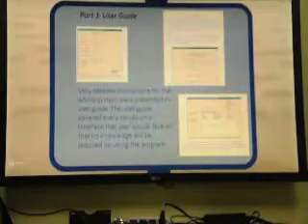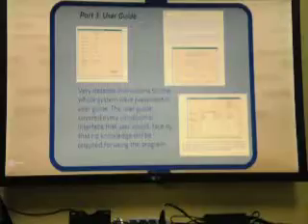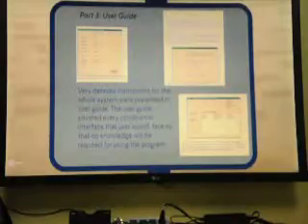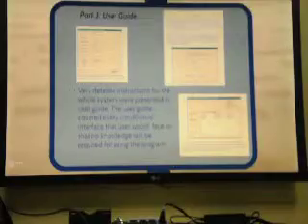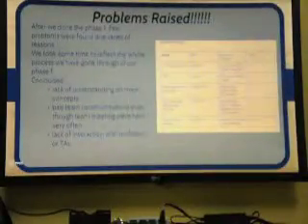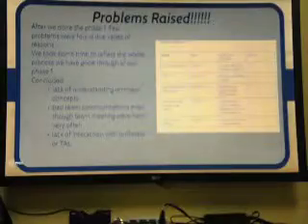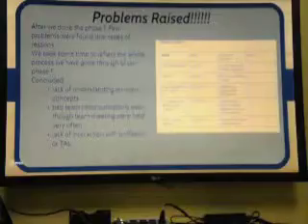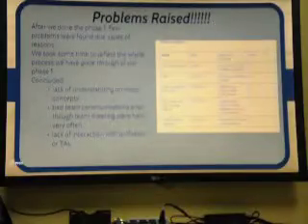This is our user guide. It has lots of detail, and by following the user guide, we can implement the system very easily. We had two big problems: our use case diagram and SRS were not detailed enough. We fixed that in phase 3.